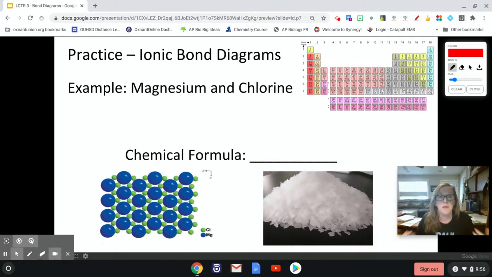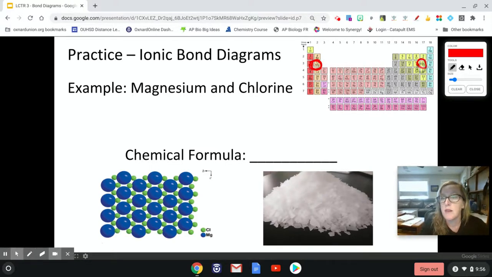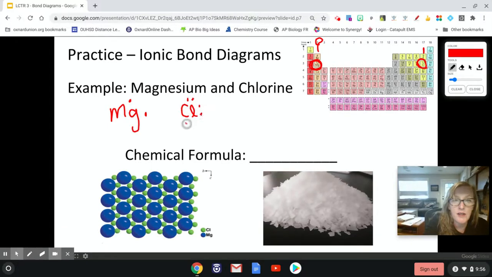Let's try another one. So this time we're going to use magnesium and chlorine. So first, find them on the periodic table. I see that magnesium is in column 2. Therefore, it has 2 valence electrons. Chlorine is over in my representative column 7. It has 7 valence electrons. So there's my Lewis structures. That's the first step.